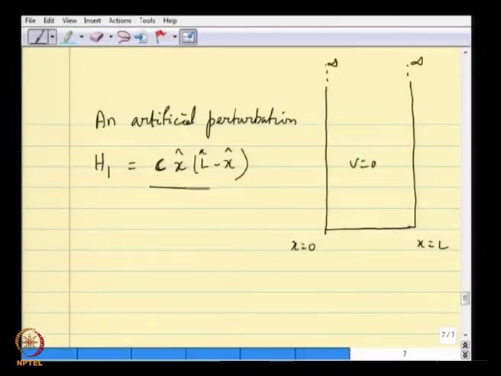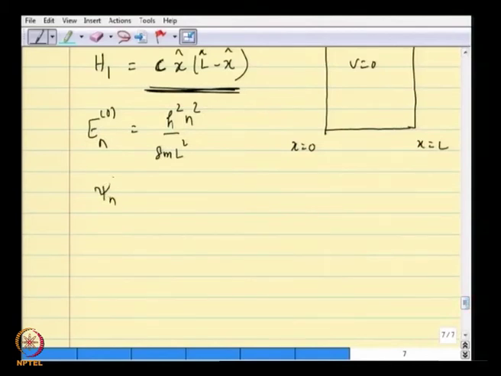box. And how do we calculate corrections to the particle in a box energy? What are the energies? The E n zeros for the particle in the box are all given by h square by 8m L square times n square, and the wave functions are all given by psi n 0 as square root of 2 by L sine n pi x by L. Okay, sorry, let me just write that carefully. Sine n pi x by L.